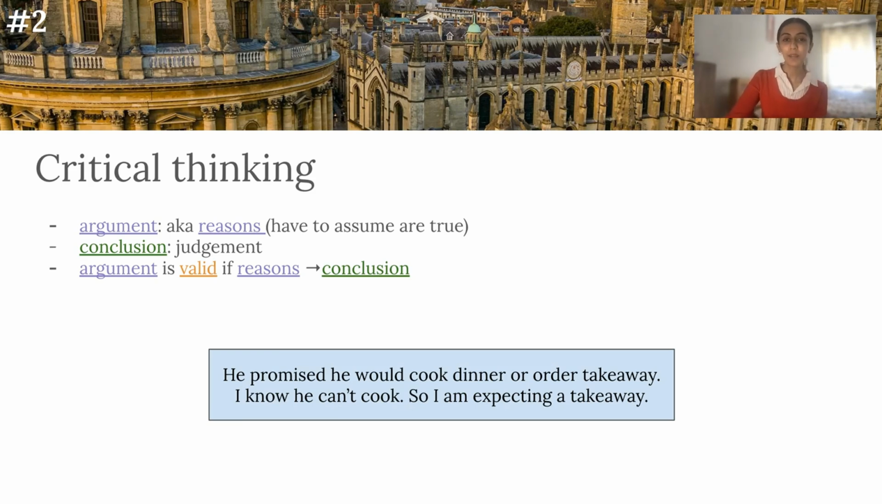So I have a simple example to actually understand and perhaps identify. Just taking a read of it: he promised he would cook dinner or order takeaway. I know he can't cook, so I'm expecting a takeaway. So what are the reasons being put forward, and what is the actual conclusion? The reasons are that he promised he would cook dinner or order takeaway, and I know he can't cook. Those don't necessarily tell us the final product, but we do know that the final conclusion we're taking away from this argument is that takeaway is being expected, and him promising to cook dinner or order takeaway and him not being able to cook leads to us expecting that. So that is one way to find it out.